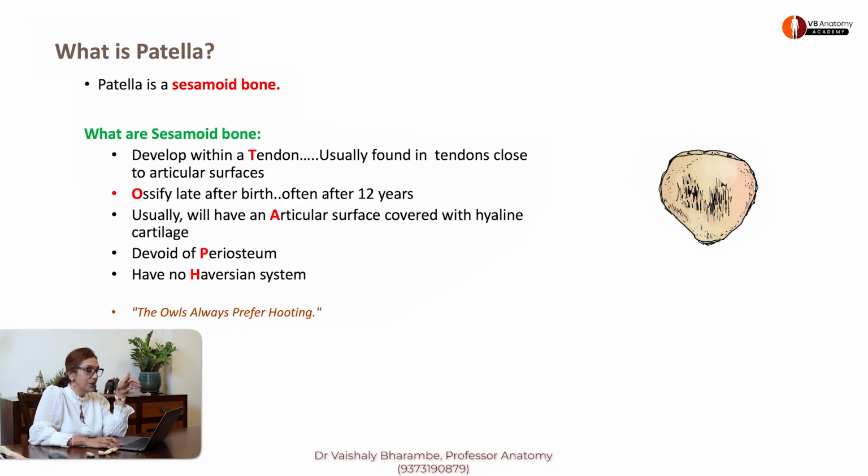So how will you remember this? The owls always prefer hooting. The tendon. O, ossify late. A, articular surface. P, no periosteum. H, no haversian system. The rest is up to you how to remember this. This is how my students remember it. Okay, so we know what are sesamoid bones. Therefore, we are pre-warned that we are going to find all these features in a patella.